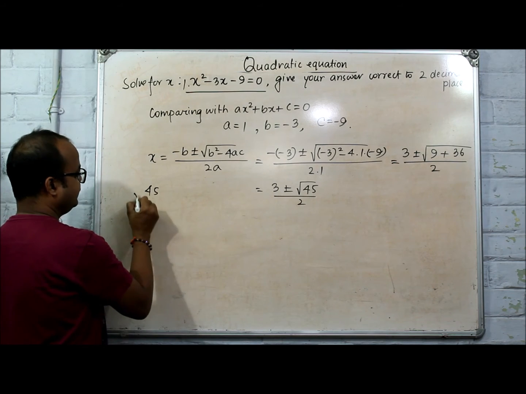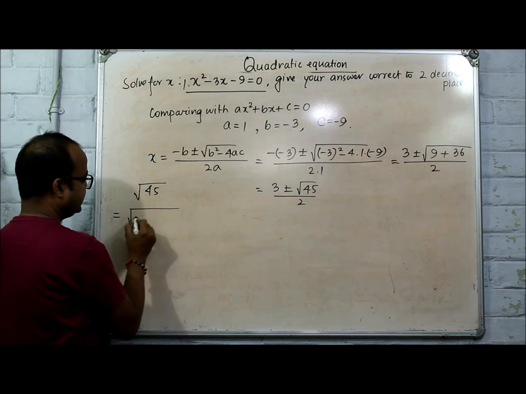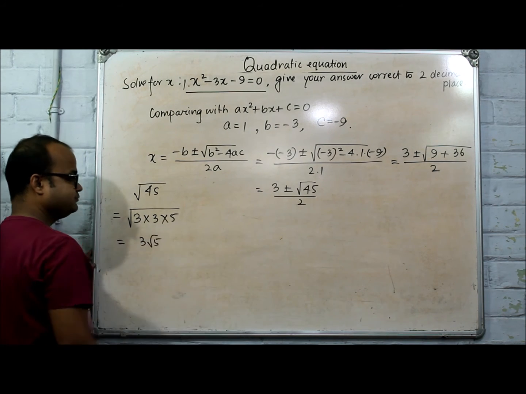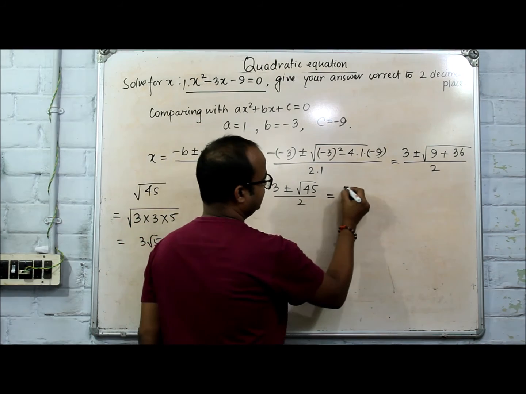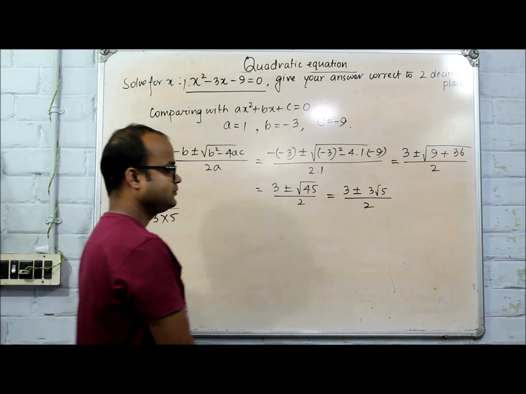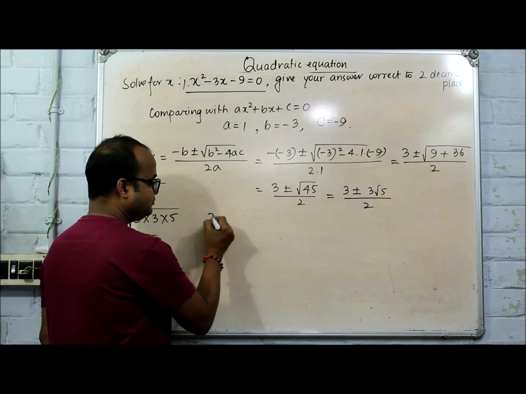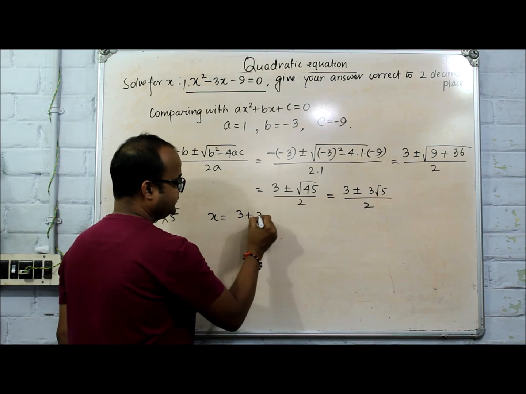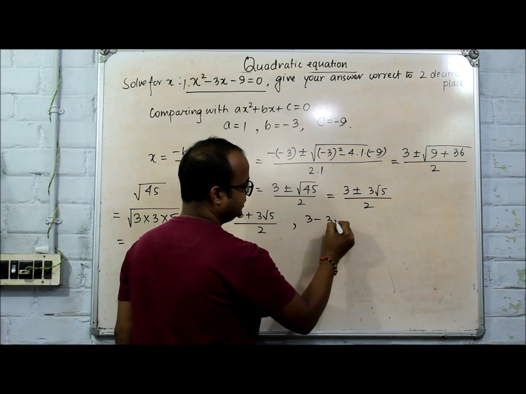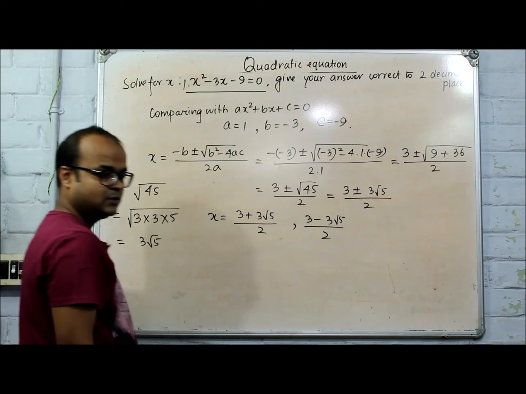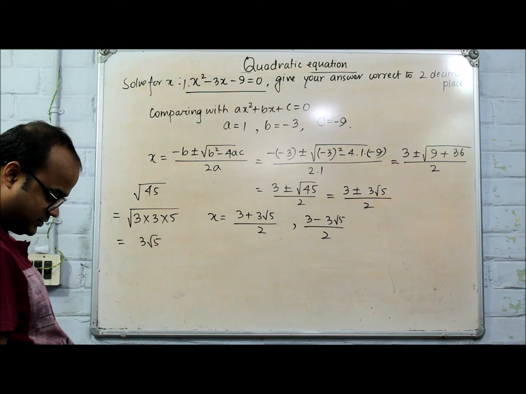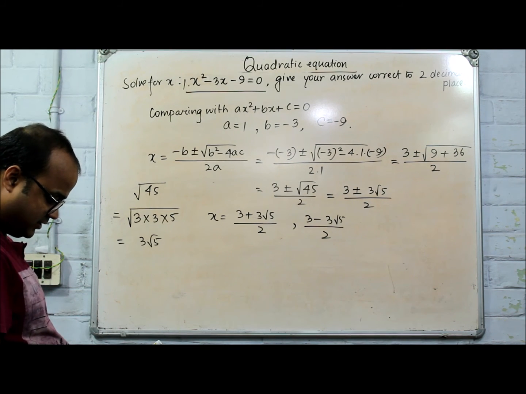Now we simplify 45. So square root of 45. 45 can be written as 3 3 is 9, 5 is 45. So this is equal to 3 root 5. So this is equal to 3 plus 3 root 5 by 2. So you get value of x as 3 plus 3 root 5 by 2 and 3 minus 3 root 5 by 2. Clear? Now substitute the value of root 5 in the given equation.